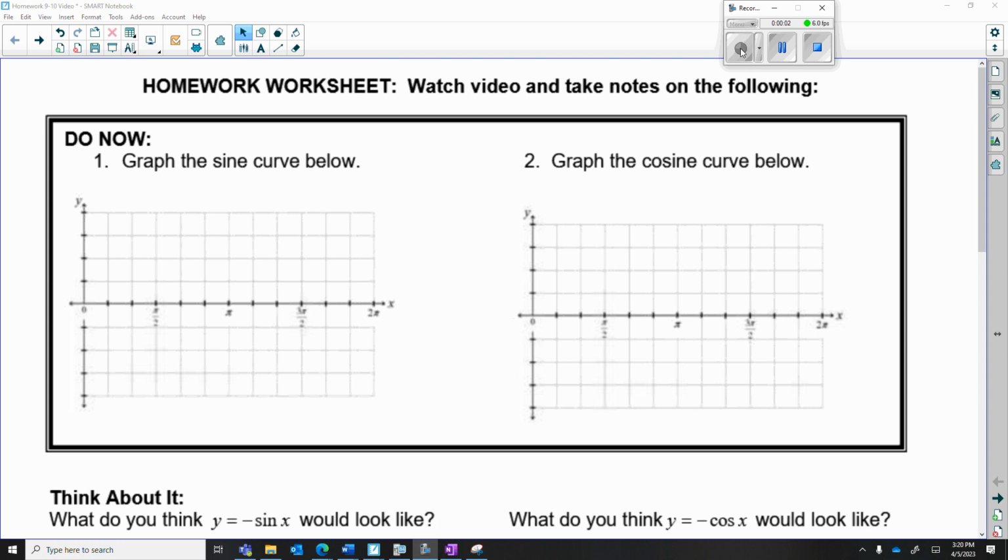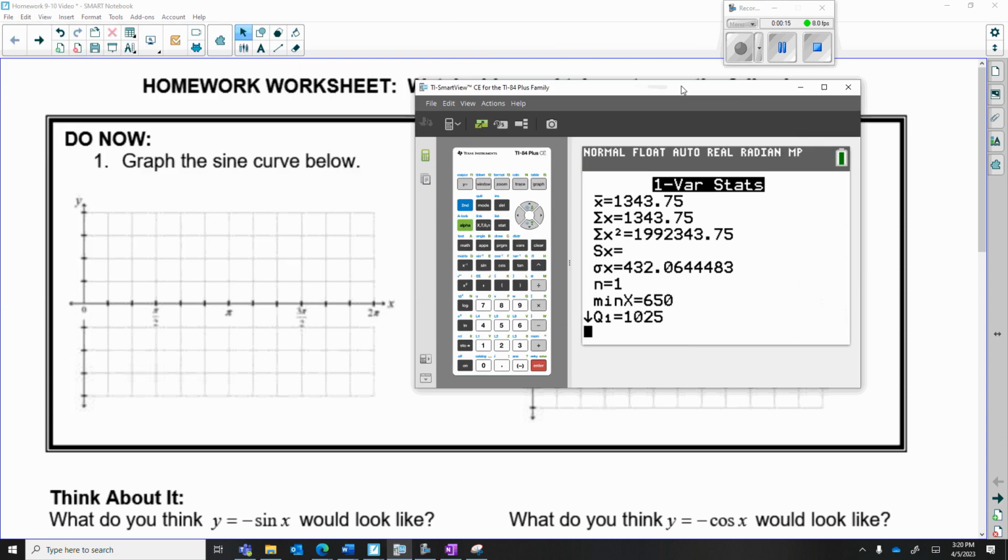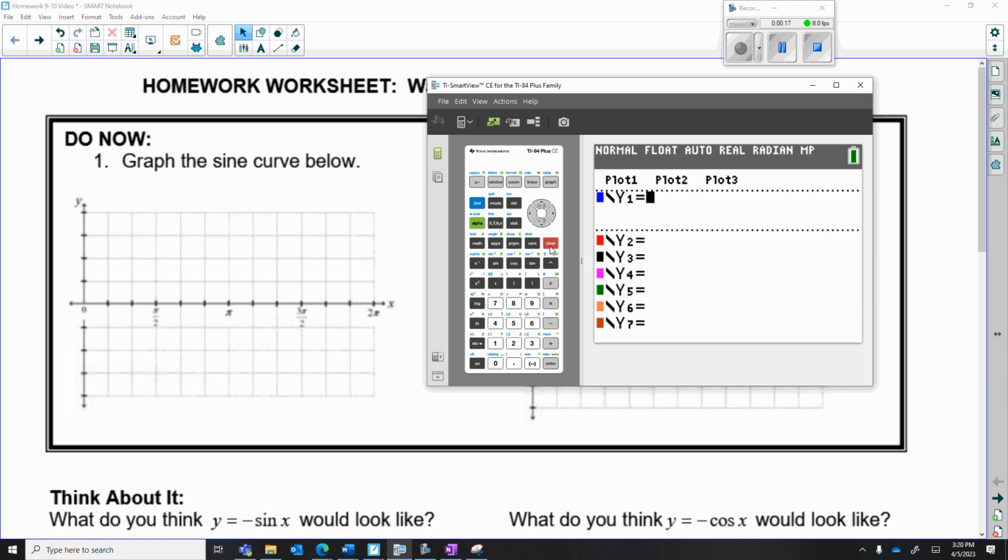This video is going to go over how for you to graph a trig function. In general, a sine and a cosine function is mostly what we start with. So the first thing we need to do is remind ourselves what the sine and the cosine curve look like. Let's start with sine. We're going to go to y equals and we're going to press sine x.